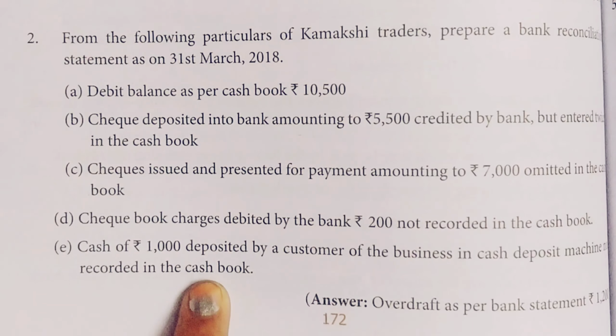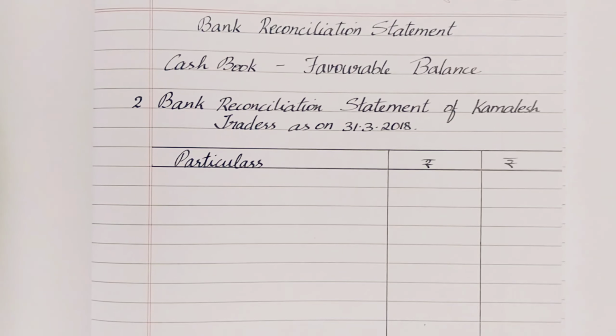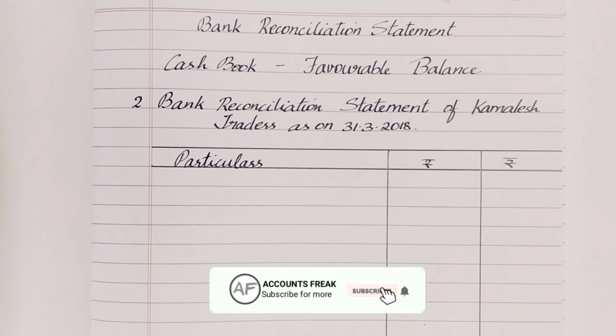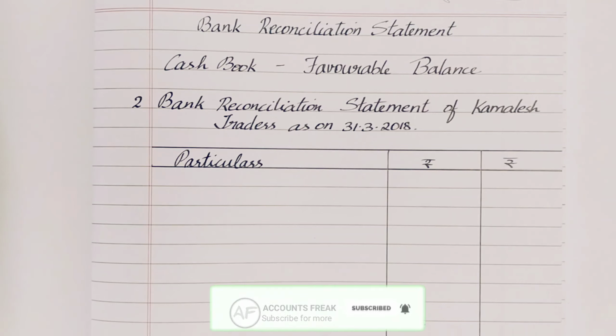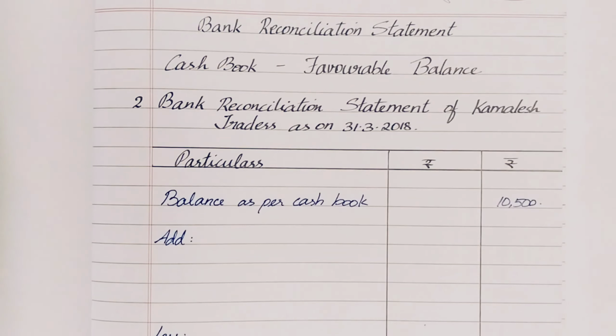So let's go into the format of it and then do the sum. The format of the bank reconciliation statement of Kamakshi Traders as on 31/3/2018 is ready. We're going to start with the debit balance as per cash book, which is the first transaction.